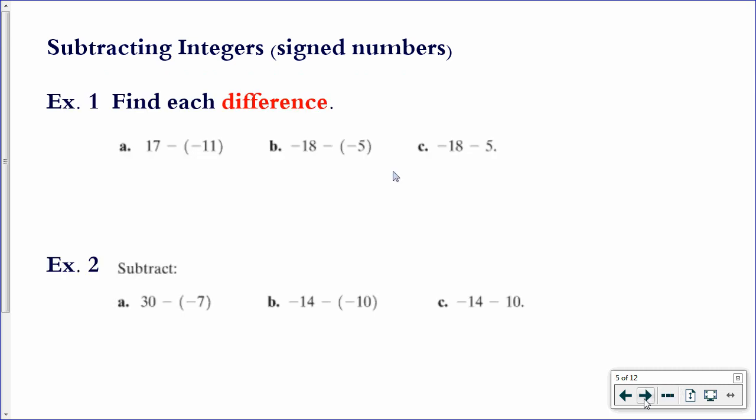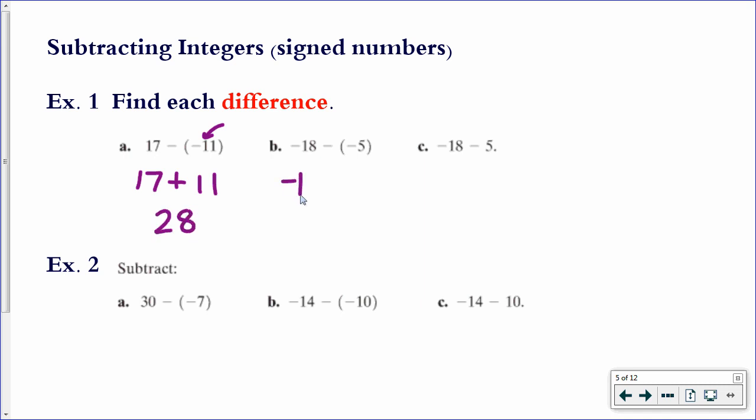Find each difference. So difference is the word that means the result of a subtraction problem. So here's an example. I'm going to keep the 17 the same, and I'm going to change the subtraction to addition of the opposite of negative 11, which is positive 11. So you can change minus a negative to the addition of a positive, and 17 plus 11 is just 28.